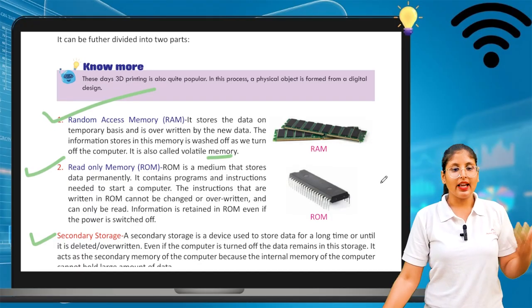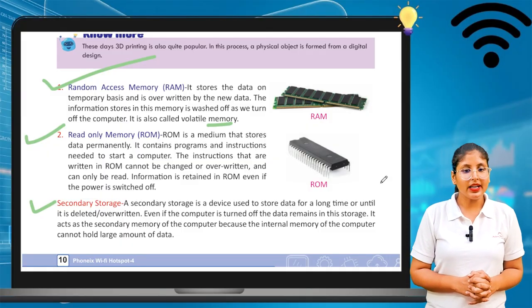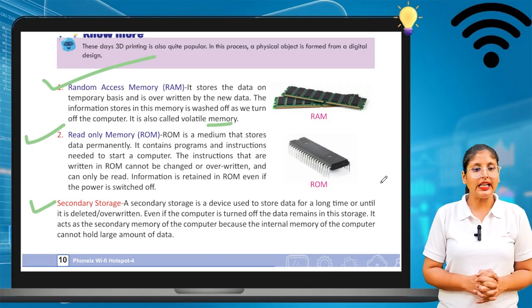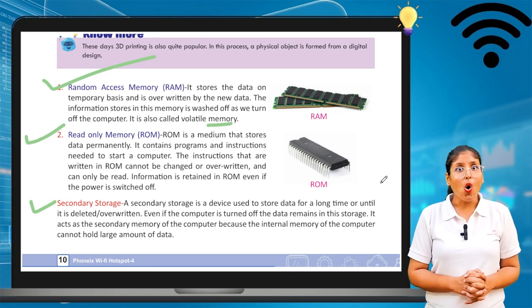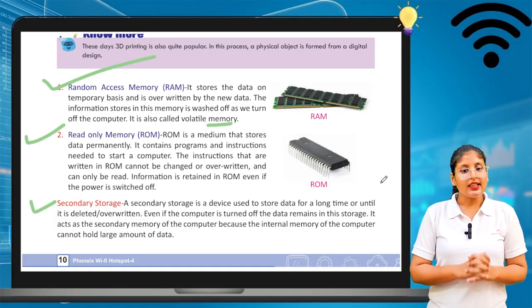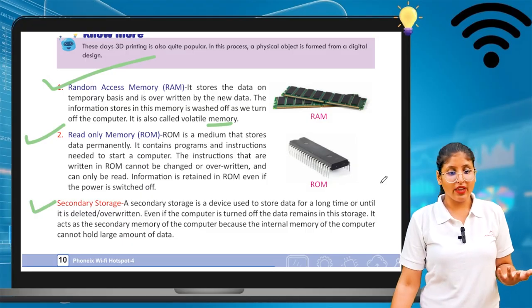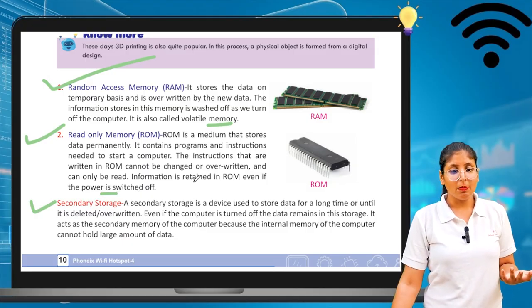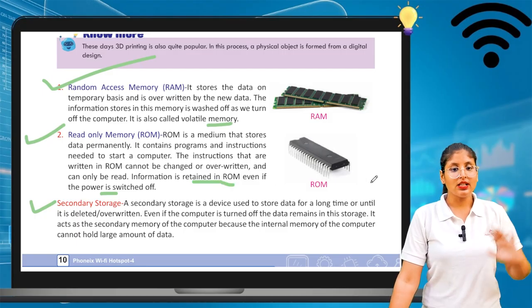Next is ROM, that is read-only memory. ROM is a medium that stores data permanently. It contains programs and instructions needed for the computer to start. The instructions written on ROM cannot be changed or overwritten and can only be read. The information is retained in ROM even if the power is switched off. Okay, so this is the difference between RAM and ROM.